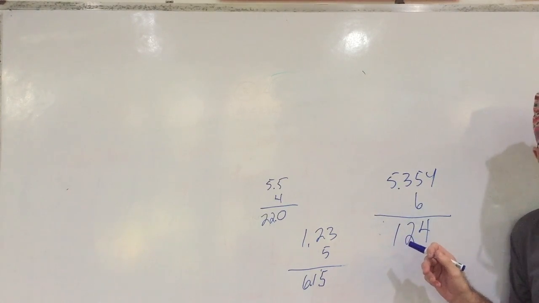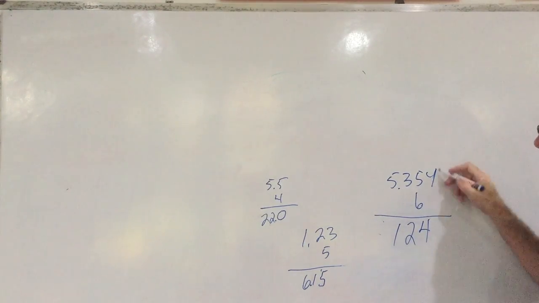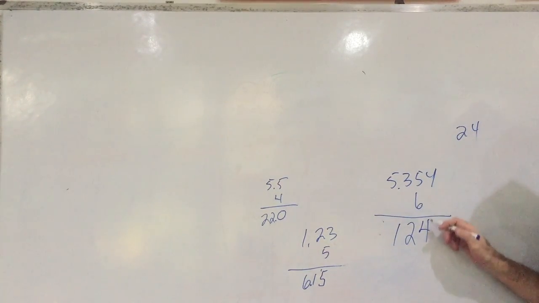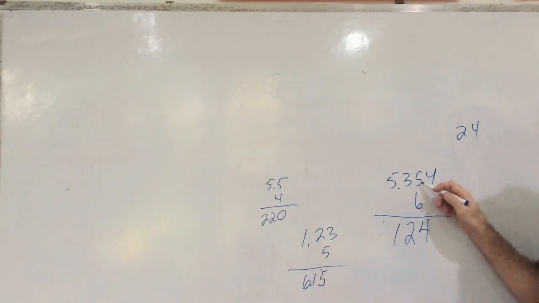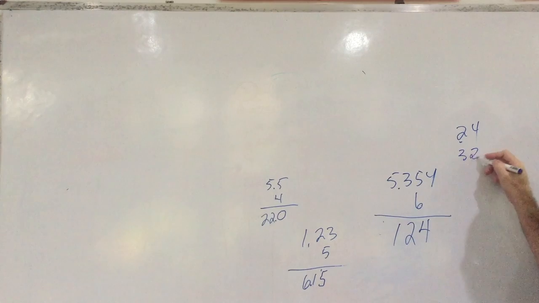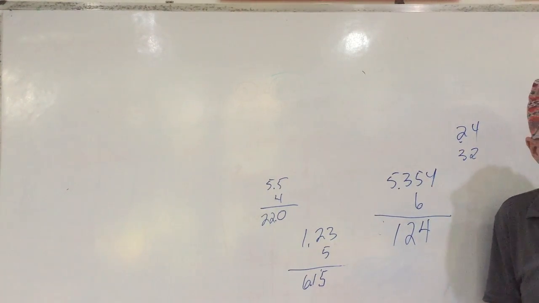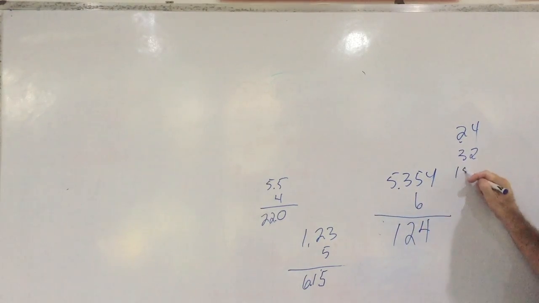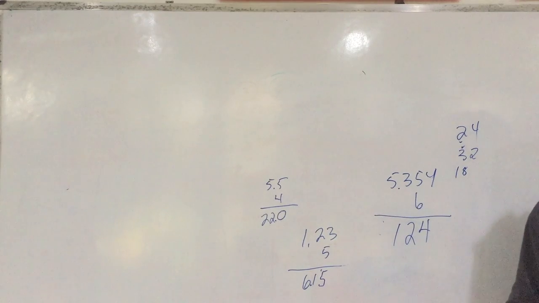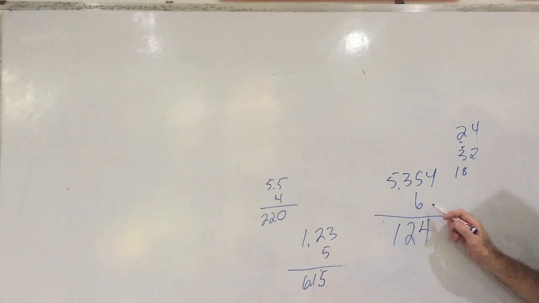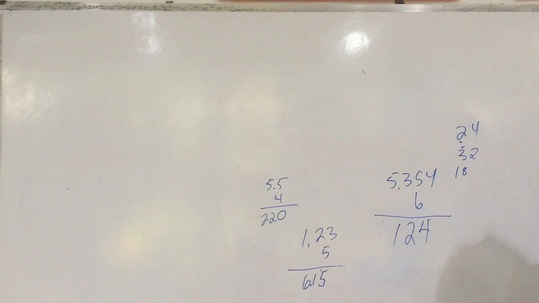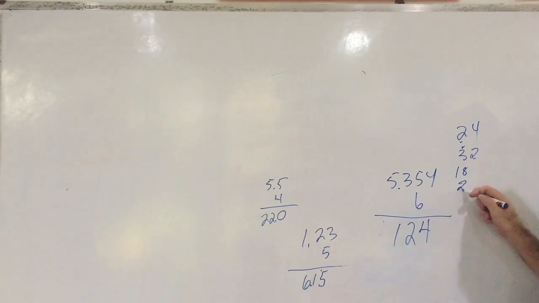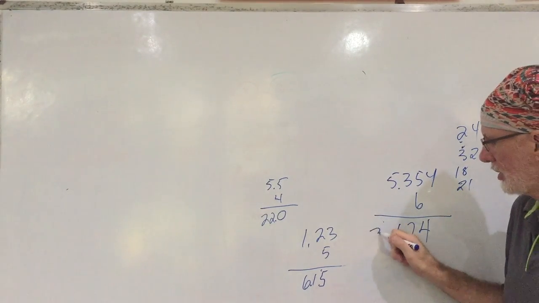Look, 6 times 4 is 24, right? Okay, that's where I get the 4 from, yes? And then 6 times 5 is 30, plus the 2 is 32, correct? Yes or no? Okay, good. And then 6 times 3 is 18, right? Plus the 3 is 21, right? So that's going to be 32.